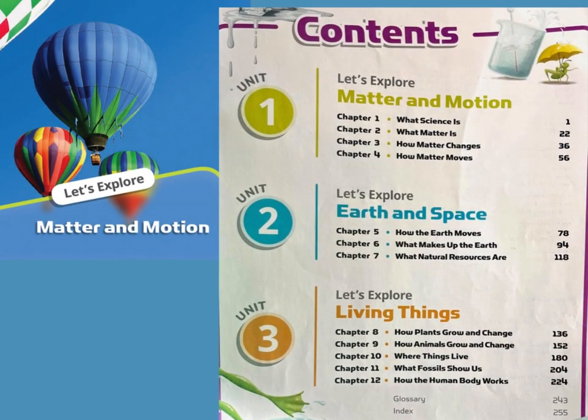Let's explore matter and motion. This is the title of our first unit. The science textbook is divided into 3 units. Each unit is divided into chapters. Our first unit is matter and motion. How many chapters does it have?